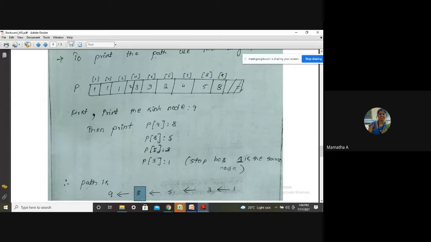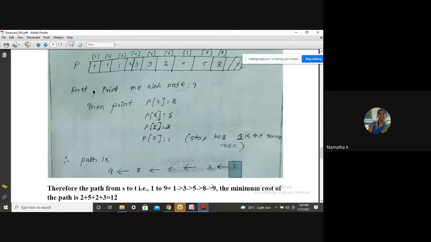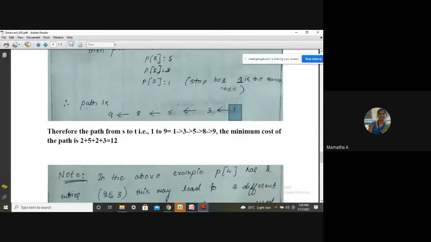Again from 8, what is p of 8? P of 8, I go to 5. Then again p of 5 is 3. From 5, I go to 3. Print 3. Then from p of 3 I go to 1. Are you understanding? So this is how I reach the cost of the path from the source 1 to 9, which is 12.